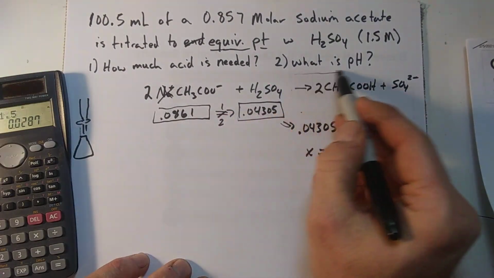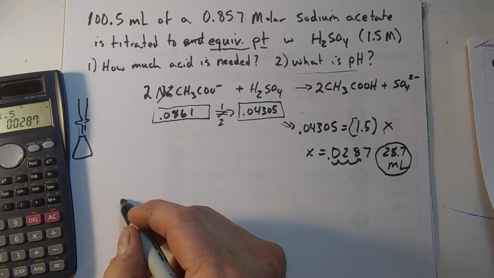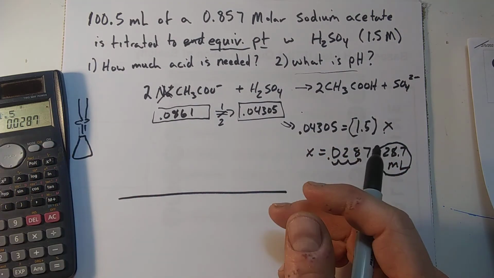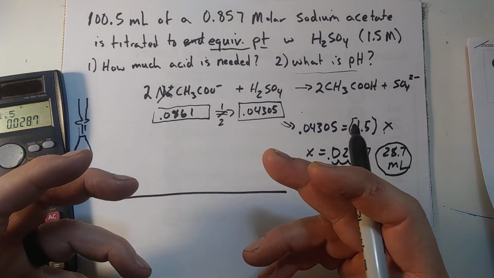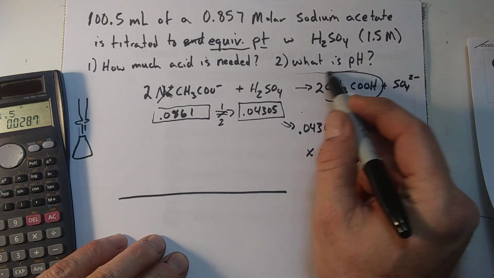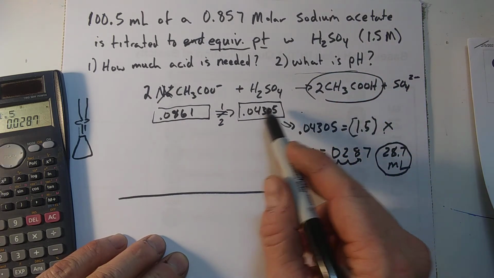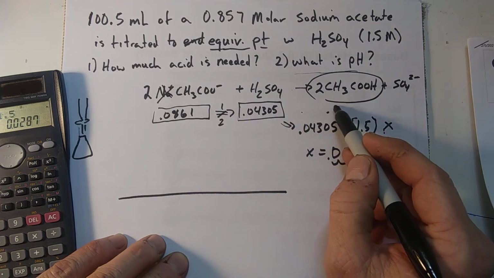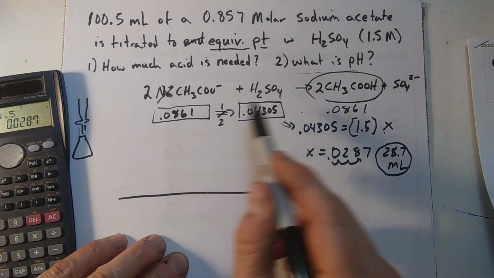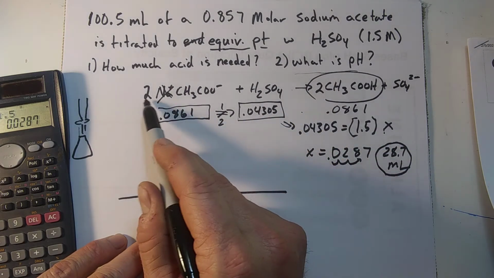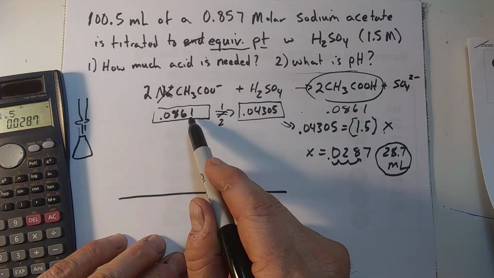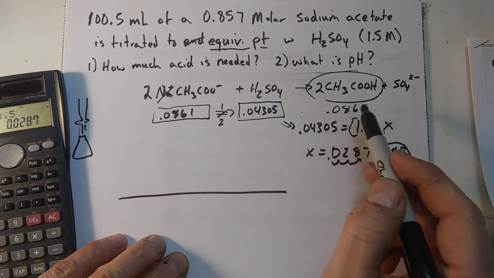Okay, we need to move on to the next question, which is going to require an ice table and sort of a new after equivalence point, I guess, reaction. We know that the acetic acid that's generated because of this reaction would be 0.0861. You say, well, how'd you know that? Because again, these reacted and all of it reacted. And so 2 of these makes 2 of these. So if it's 0.0861, I multiply by 2, divide by 2, it's the same number.